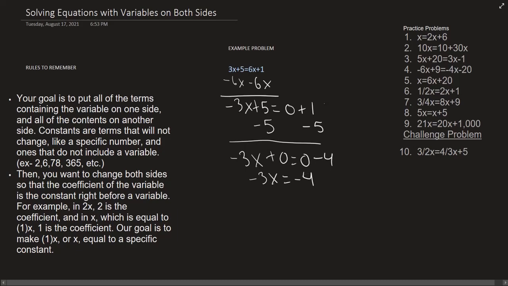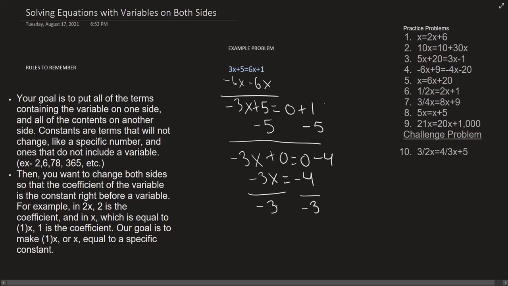So next, what we want to do is remove this coefficient and make it 1, since we want to make 1x equal to a specific constant. And just remember that a constant can still be negative. It just has to be a number without a variable. So anyways, if you want to make the coefficient 1 instead of negative 3x, we would have to use the division property of equality and divide both sides by negative 3.